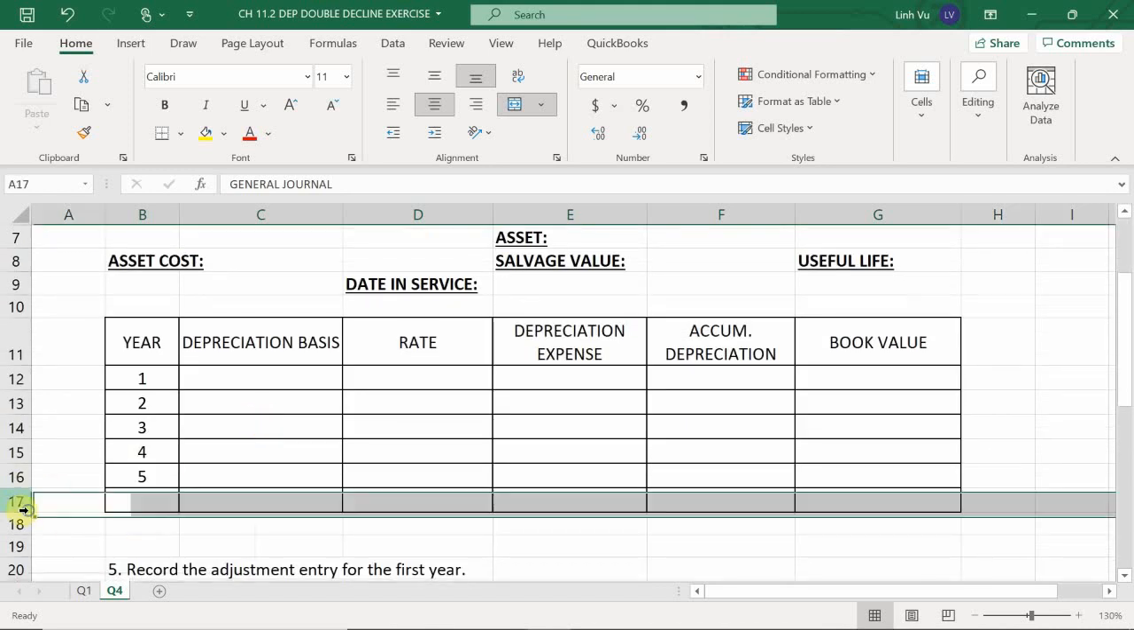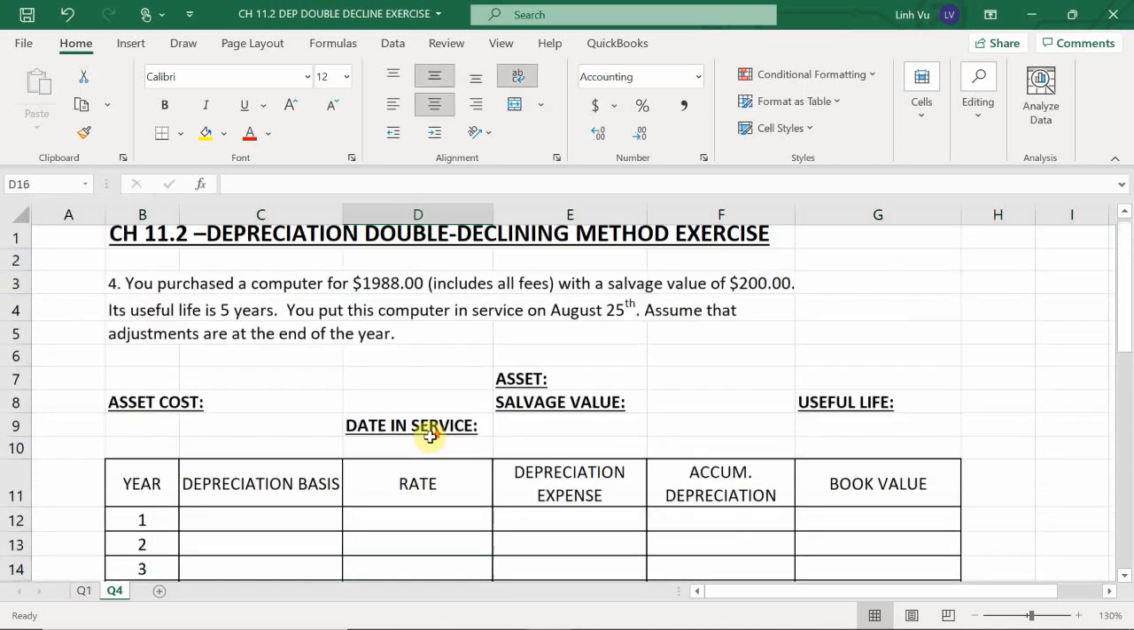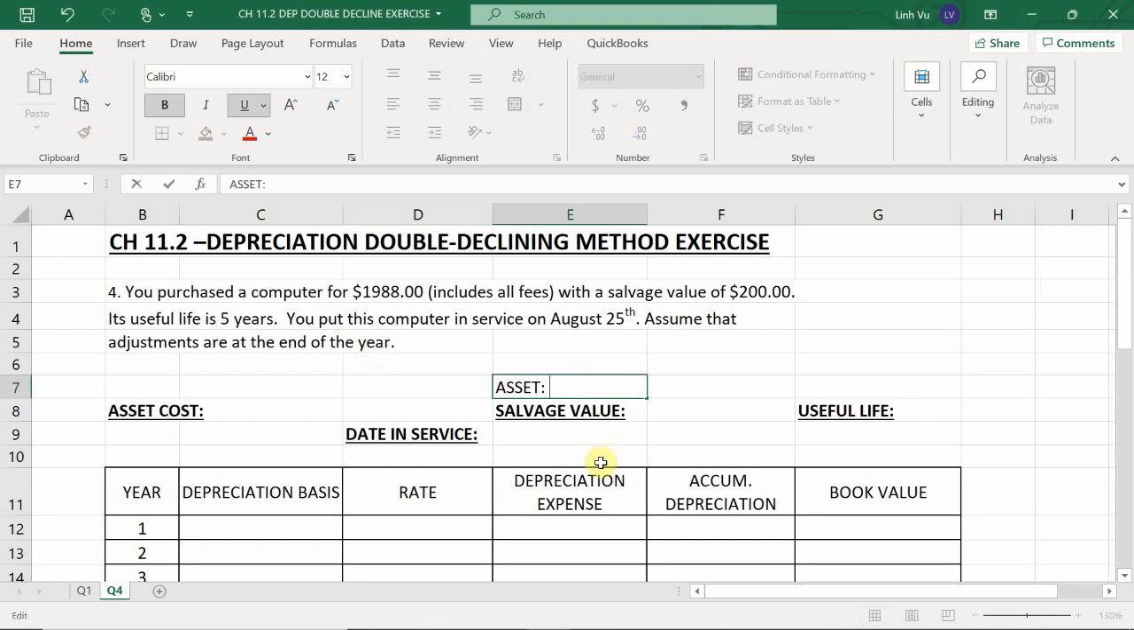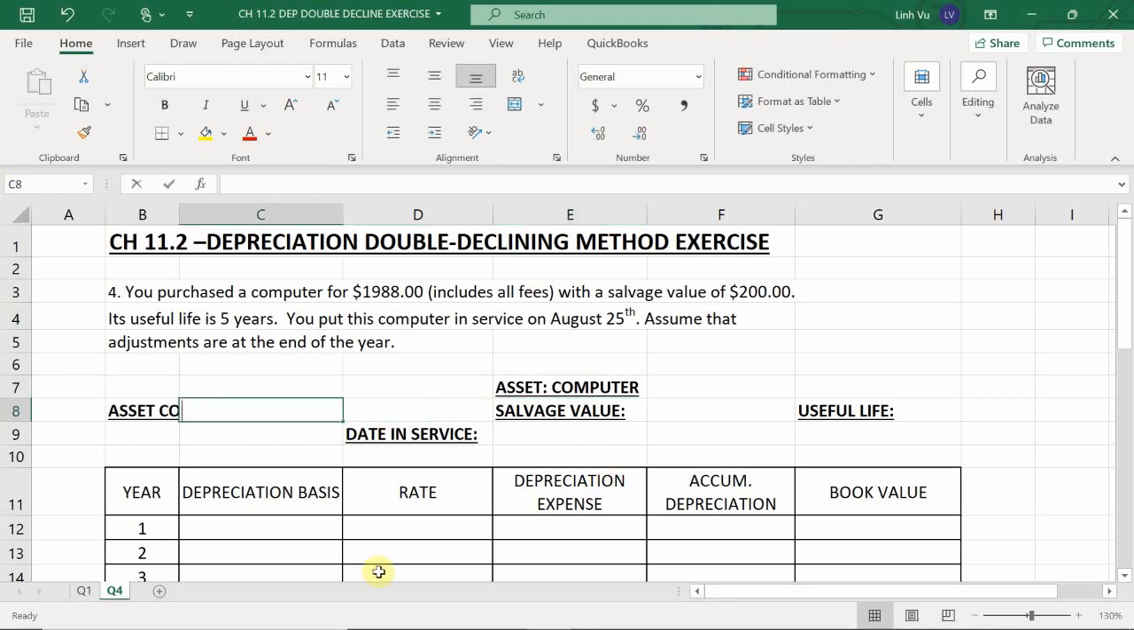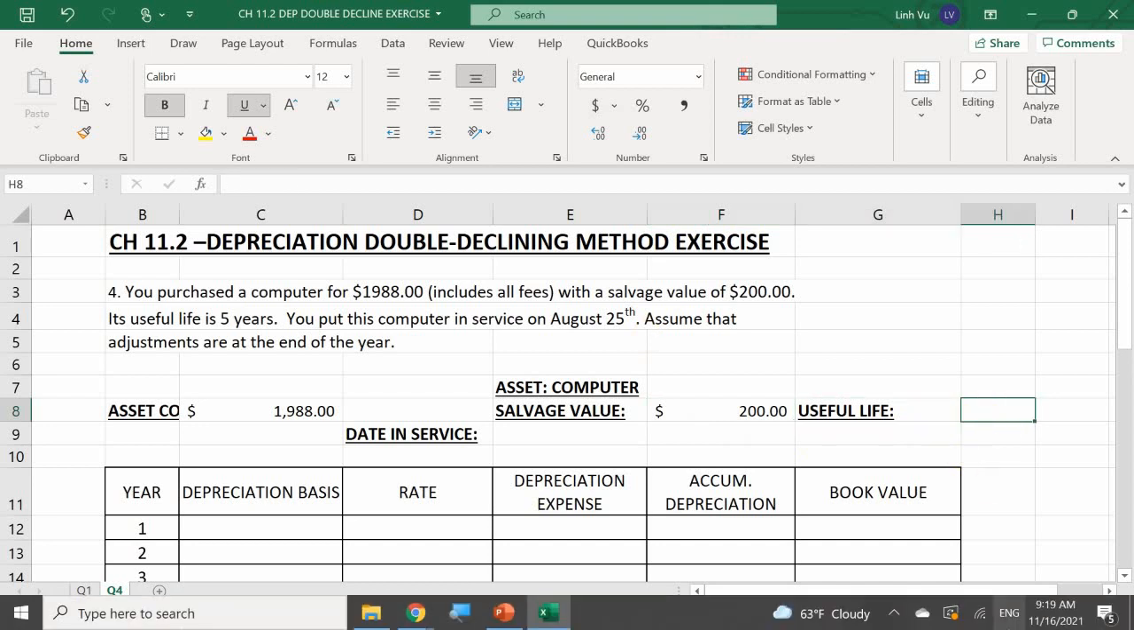Okay, so in this case, what did I buy? A computer. Okay, how much did the computer cost me? 1,988. Okay, what's my salvage value? 200. Yeah, I must have a salvage value at the end of $200. Its estimated useful life: 5 years. And when is the date that you placed it into service? August 25th. August 25th. So what does that tell us?